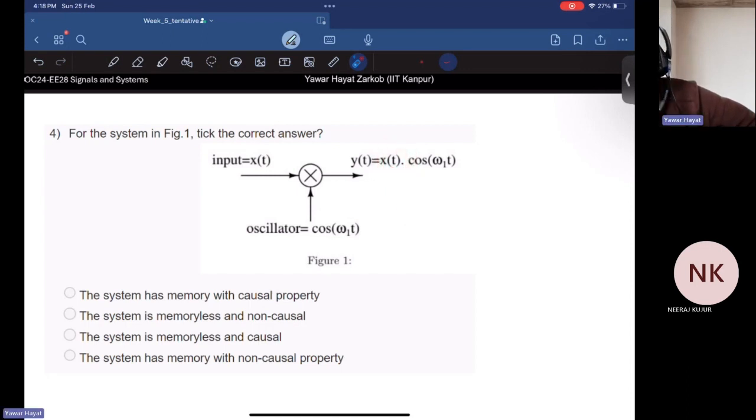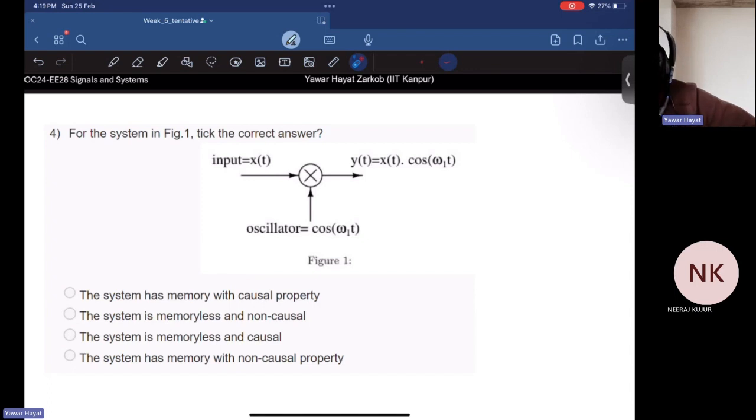And since this depends only on the present values of the input x of t and not on the future values, it is causal, right? So one part is clear. It has to be causal. So which option could be correct? Either this or this.